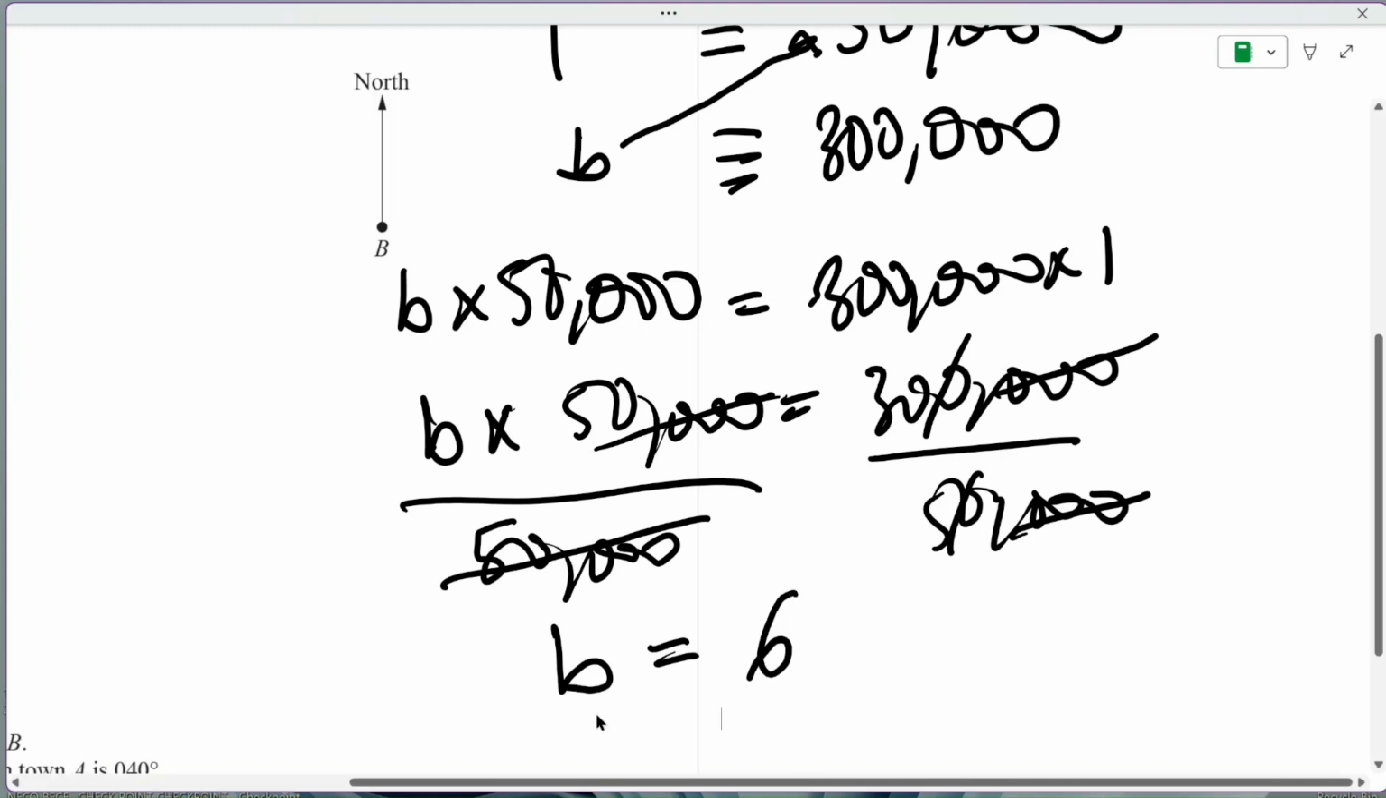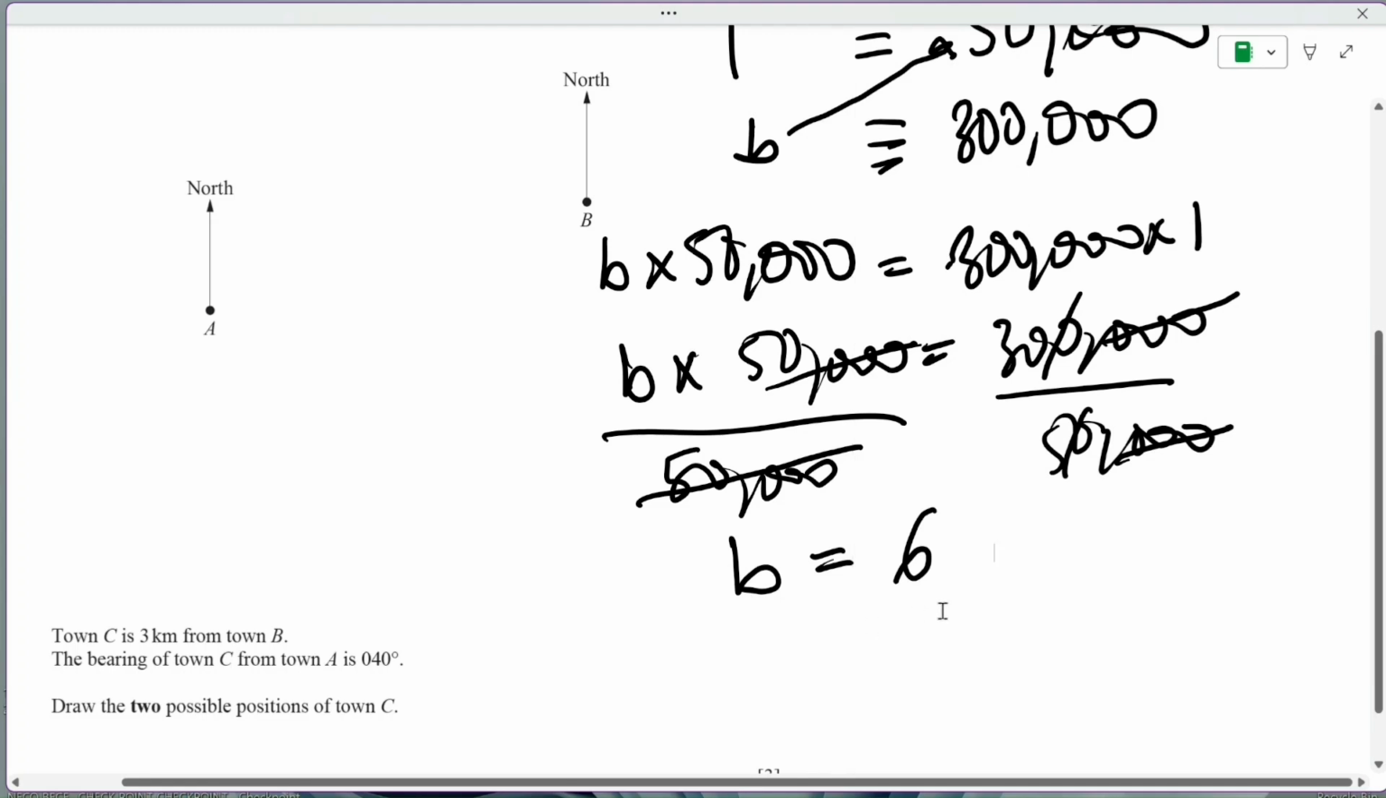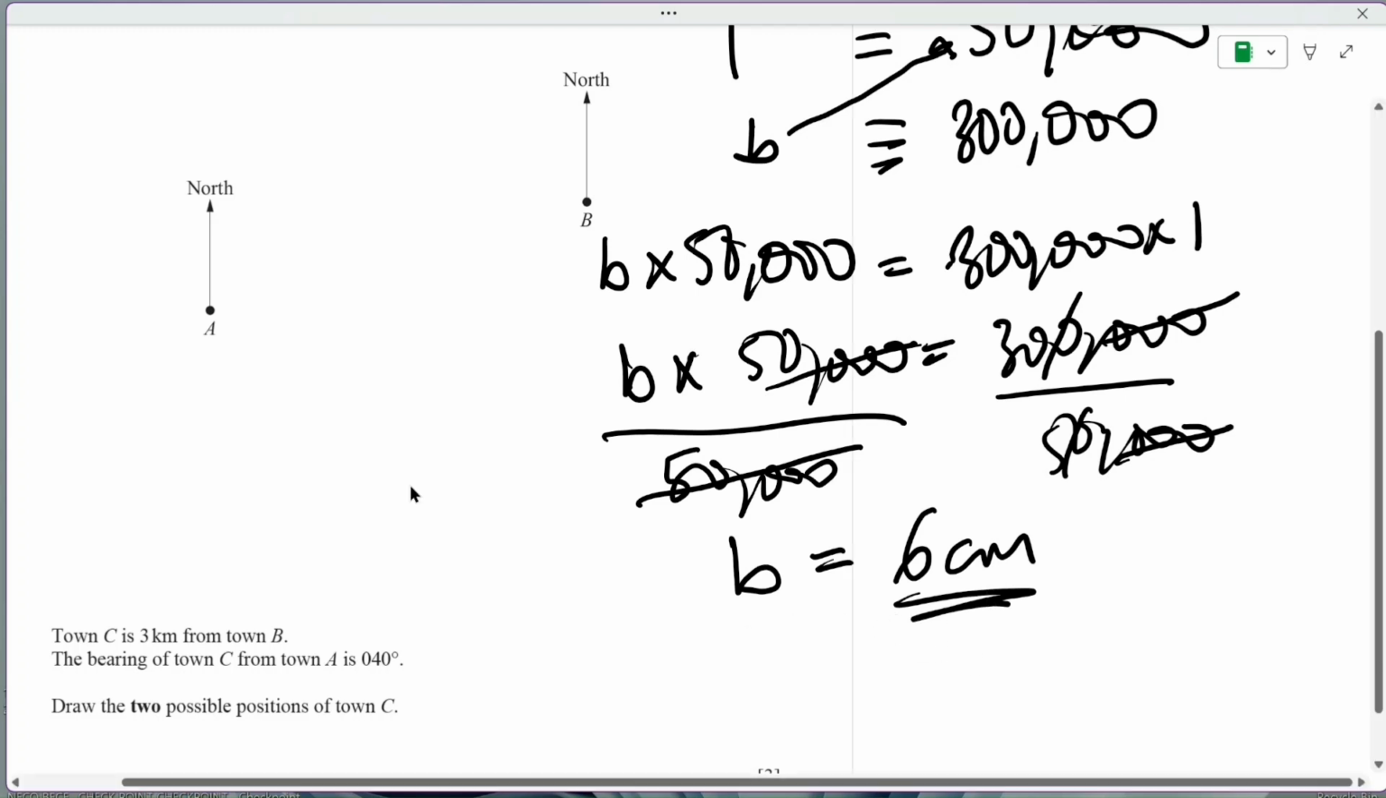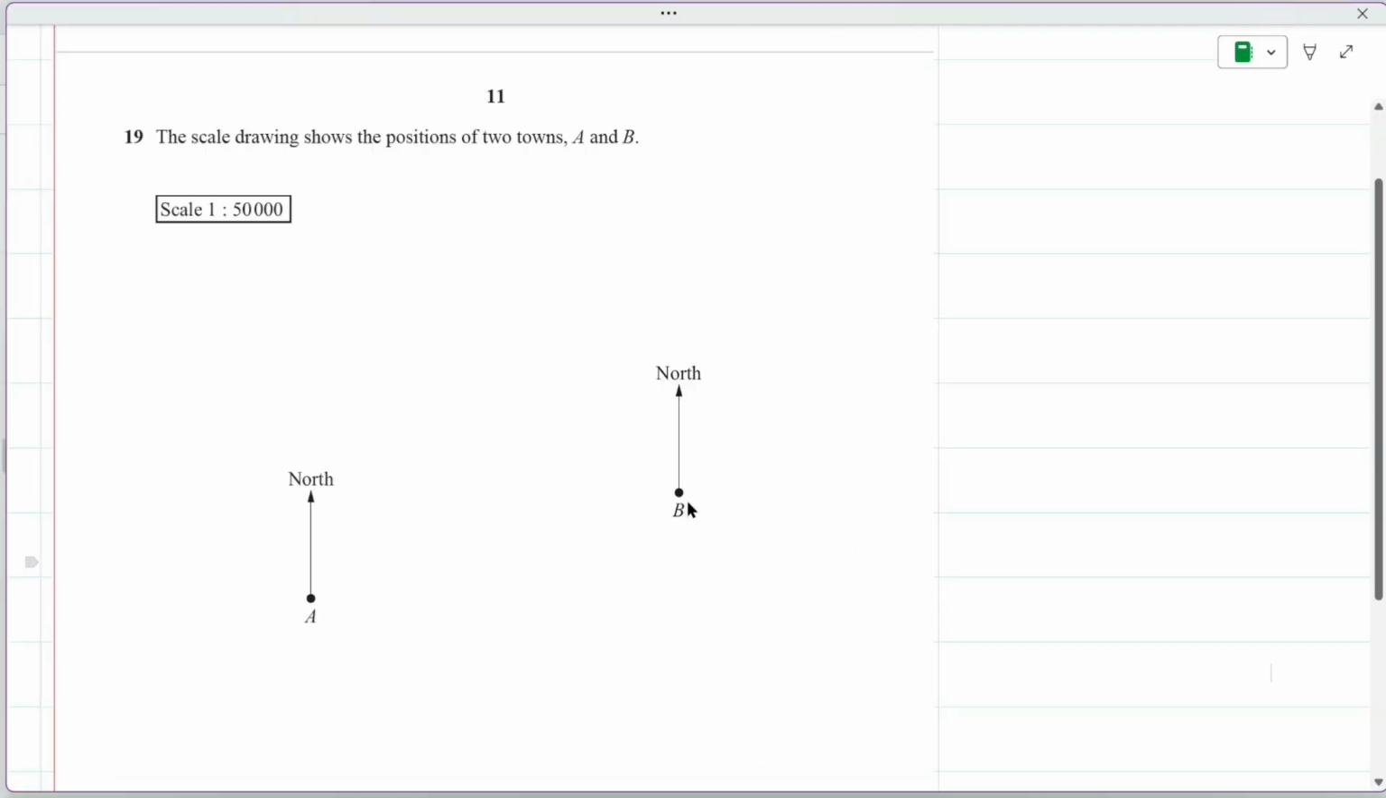So the measurement on paper, or the value on paper, that is the distance between town B and town C on paper, is 6 centimeters. Now that we have gotten this, we use this in solving the question that says, draw the two possible positions of town C. C on paper is 6 centimeters away from B.